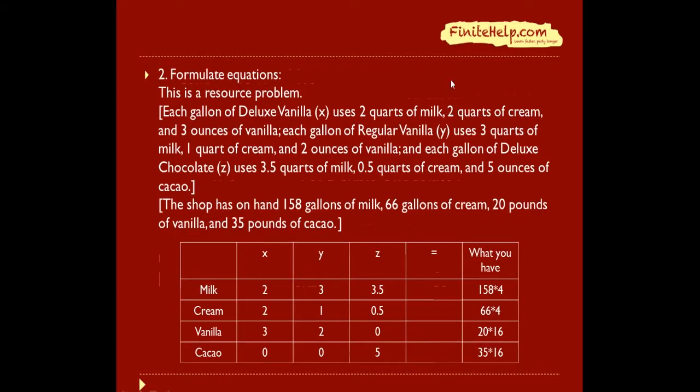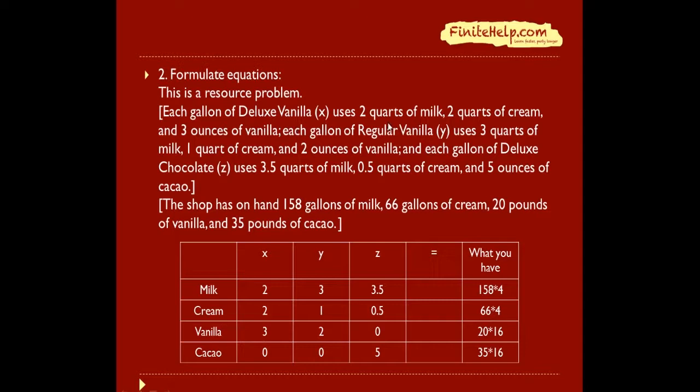Now we proceed to formulate the equations. And remember, again, each resource will get its own equation. Here we have milk, cream, vanilla, and cocoa for our 4 resources. So we set up the table. Each resource gets its own equation. Put the resources on the side here. Put the variables on top. Set it equal to what you have. And now you just fill in the table.